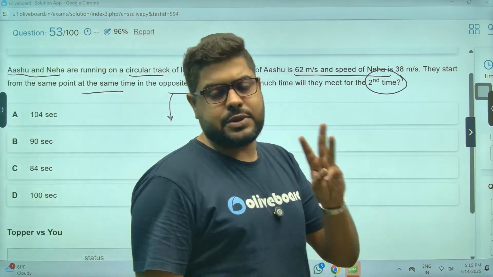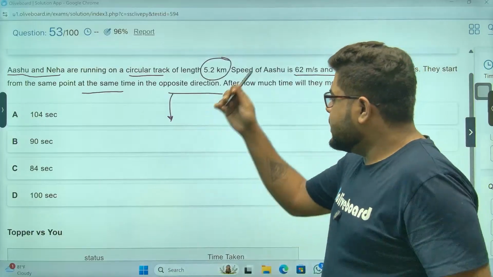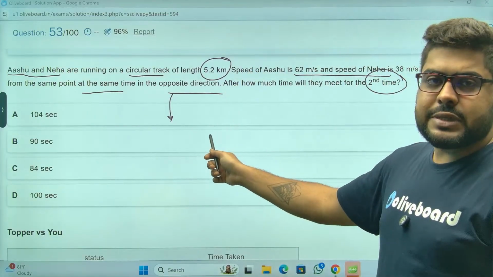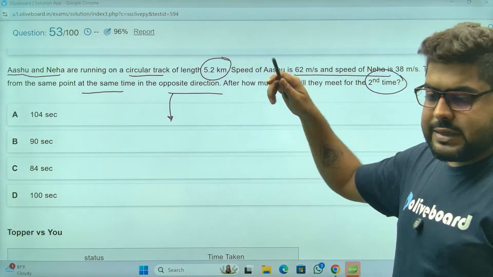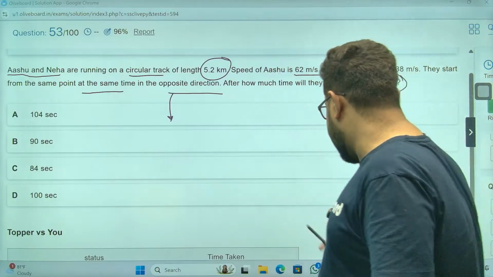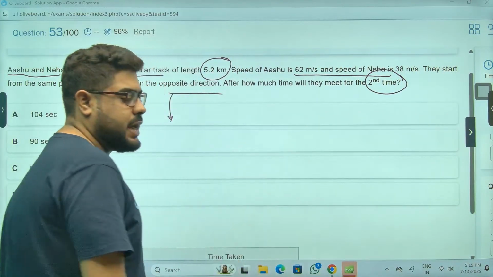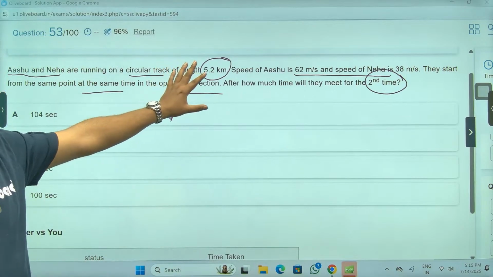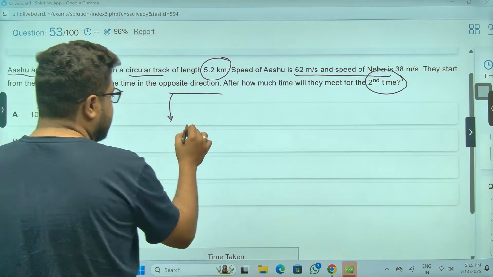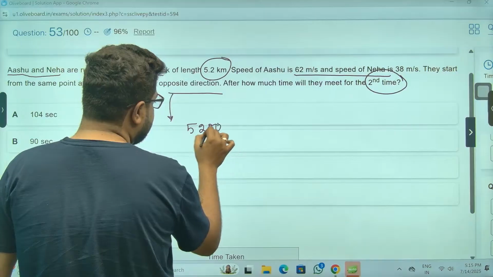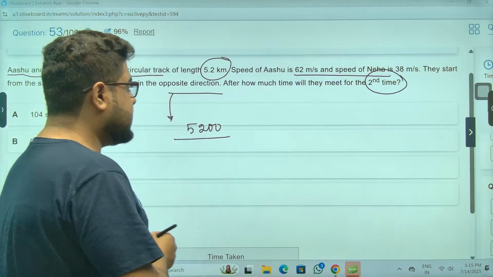I've told you 3 types of questions come. Mostly 2 types: meeting at the starting point and meeting at any point. This is the second type. You can meet at any point here. So this is the meeting at any point. So what do you do? Just the total track length, 5200, divided by the relative speed.